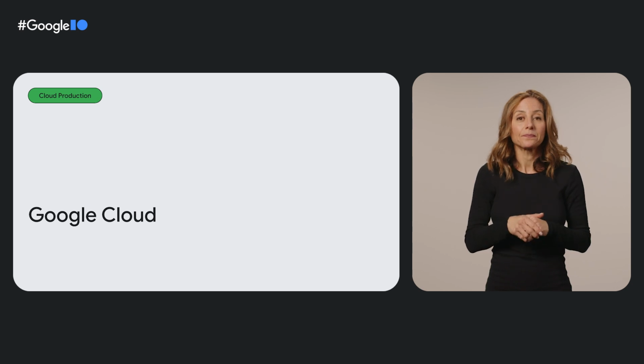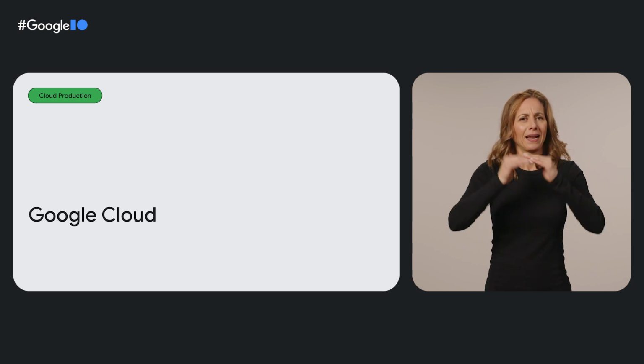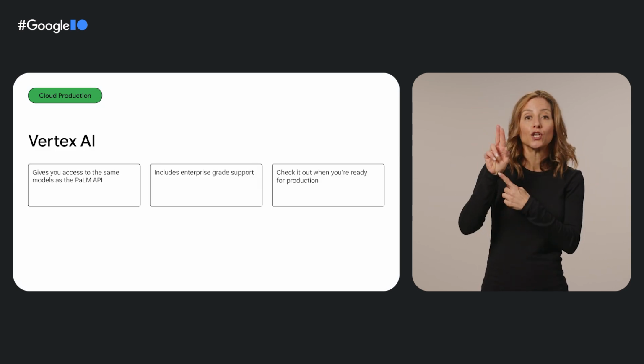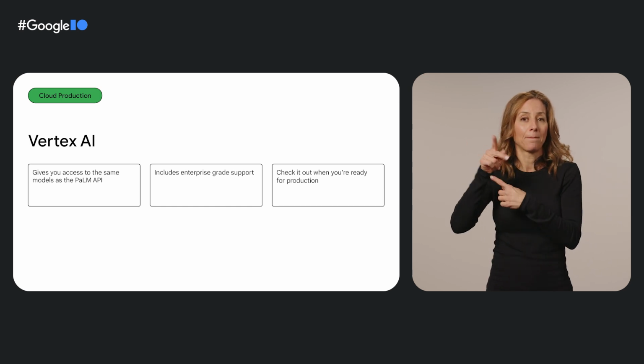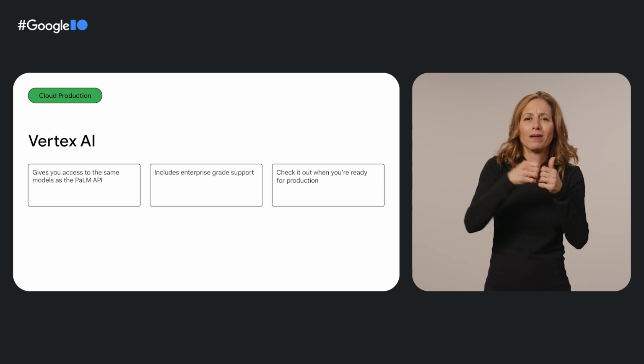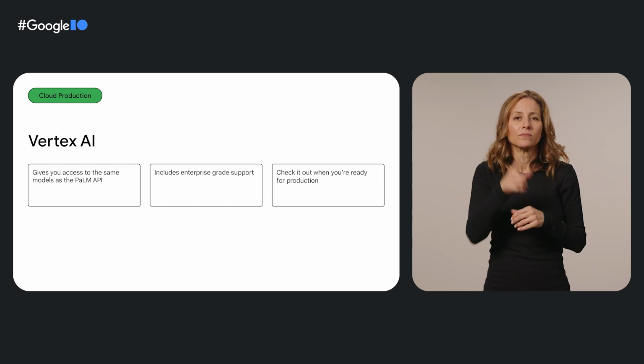When you're ready to scale up your application and get enterprise-grade support, you can build out your application on Google Cloud. And Vertex AI's Generative AI Studio gives you access to the same family of models as the Palm API and makes it easy to integrate with the rest of the Google Cloud ecosystem. So be sure to check them out when you're ready to go to production.